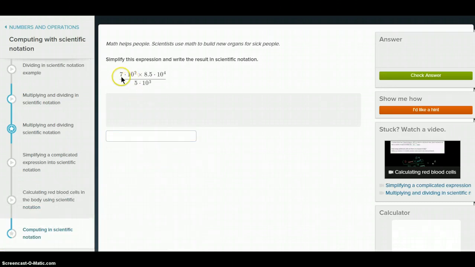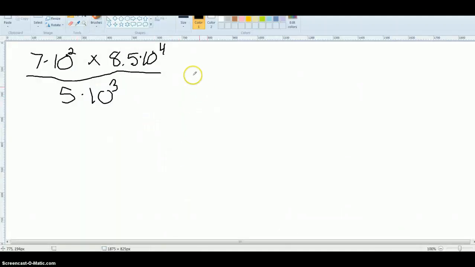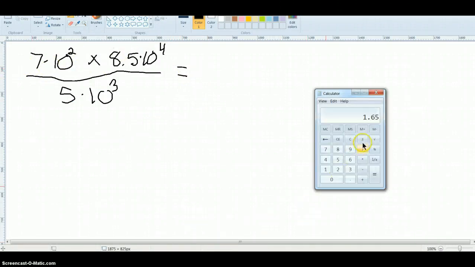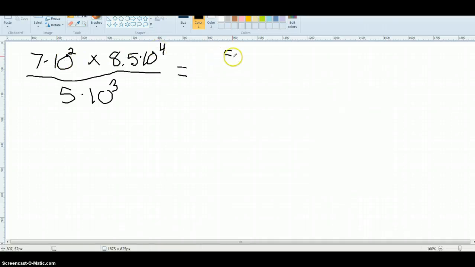Alright, so in this last problem we have 7 times 10 squared times 8.5 times 10 to the 4th divided by 5 times 10 to the 3rd. Alright, so let's start with simplifying this. So we're going to combine the numerator and make it 1. So we're going to do the coefficients, we're going to do 7 times 8.5, and that's going to be 59.5.